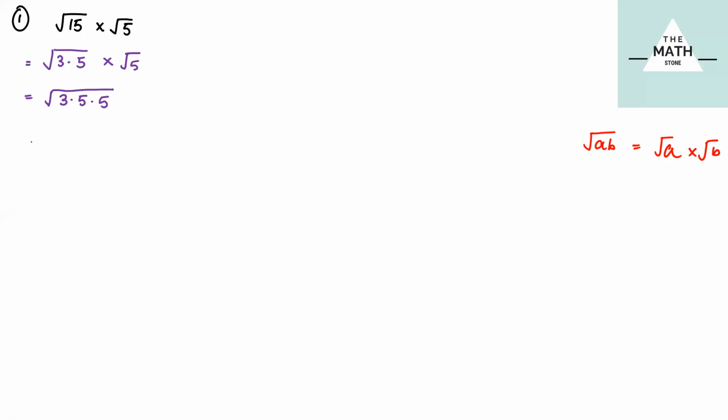Then in the next step, I will group the perfect square factors. These two are making a perfect square, so I'll group them: 5 squared times 3. Then I will simplify it and I'll get 5 times the square root of 3. Now, how did I get this step? To know this step, I would say watch the previous video.